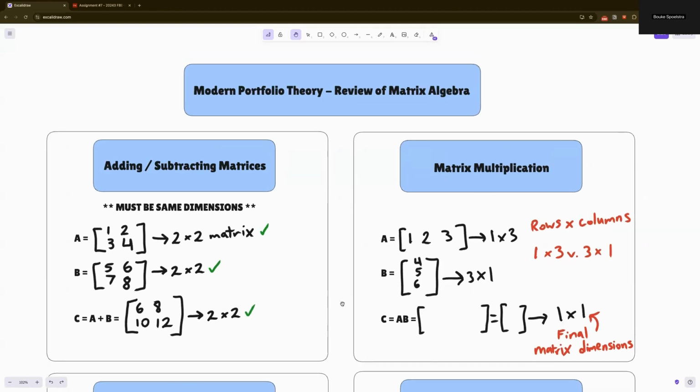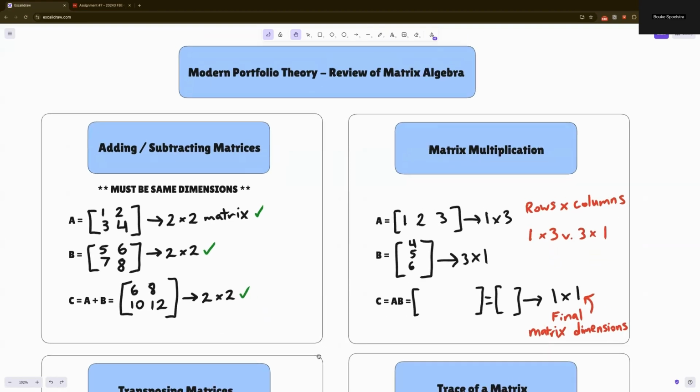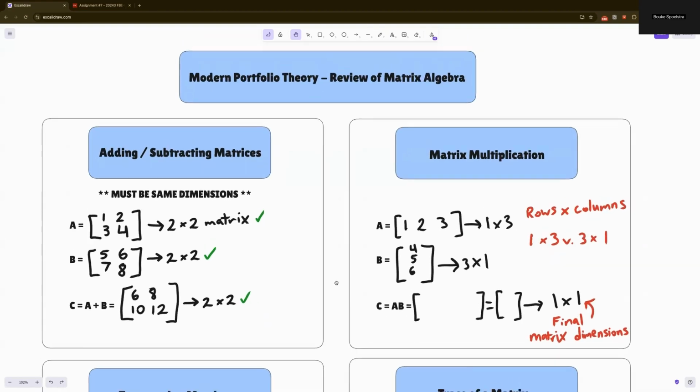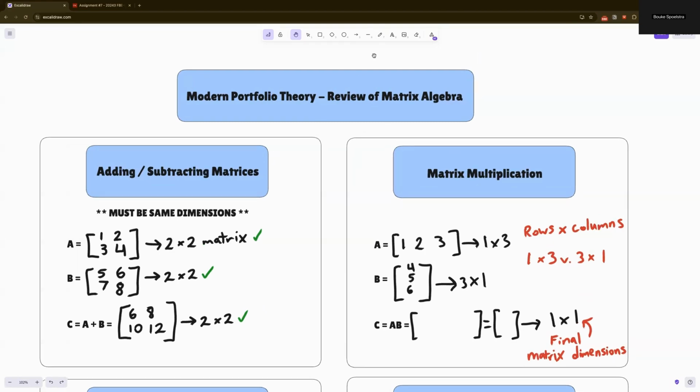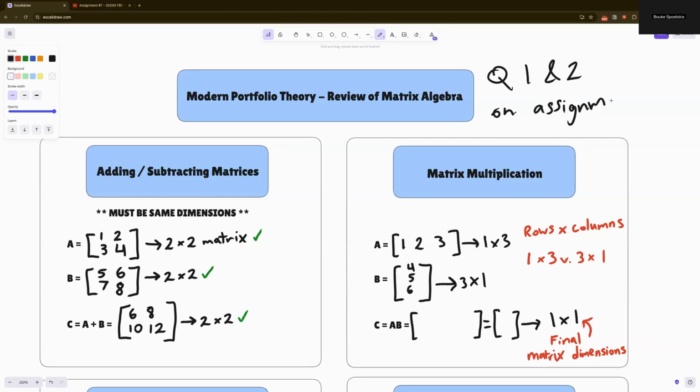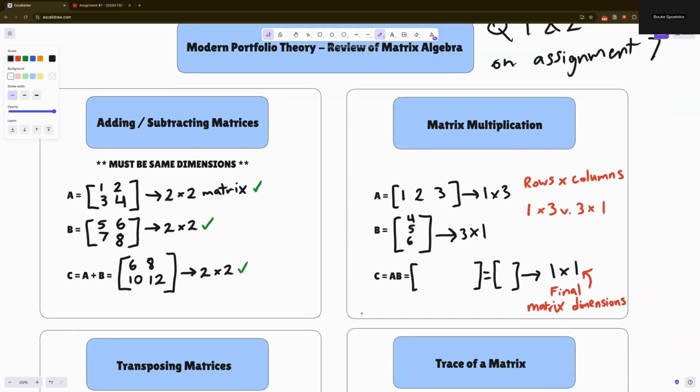So let's just go ahead and dive right in. We'll start out with some of the simpler ones. And for those of you that are familiar with all of these, you can go ahead and move on to the other videos. But I will say for assignment 4, this will be relevant for questions 1 and 2 on assignment 4. Sorry, assignment 7. So for those of you that are working on assignment 7 right now, this will be useful for that.